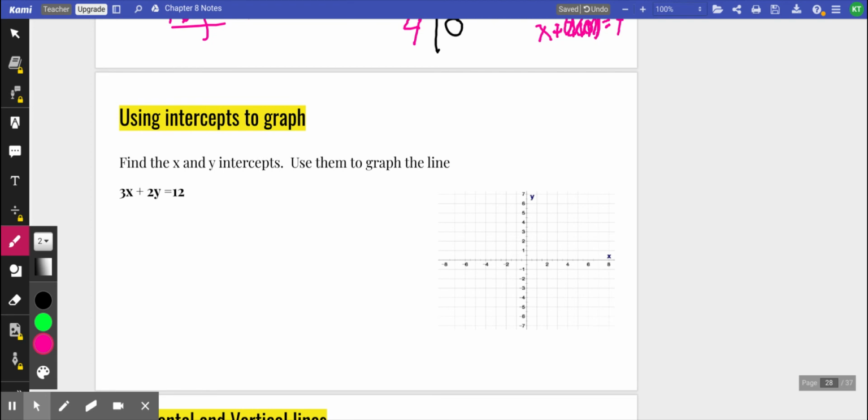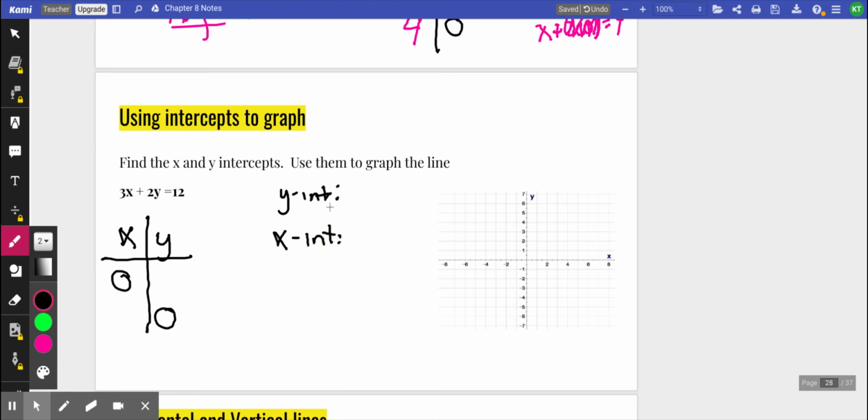All right, so I want you to try. You're going to pause the video here, and I just want you to find the y-intercept and the x-intercept. Take a minute and find those two values, and then we'll look at how to use them to graph. So pause, and I'll see you in a minute.